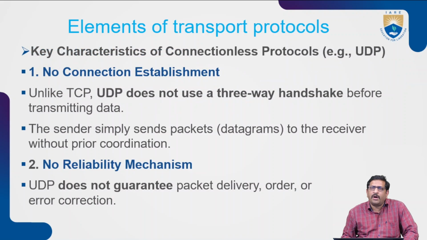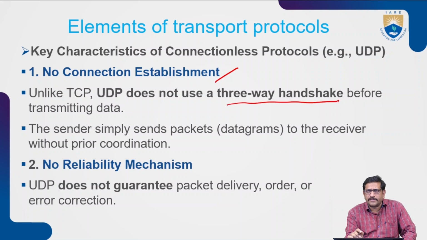Here are some of the key characteristics of connectionless protocols. First, no connection is established between the client and server before sending the data. That means, unlike TCP which establishes a connection, UDP does not use the three-way handshake. So this is one characteristic of UDP, the User Datagram Protocol.